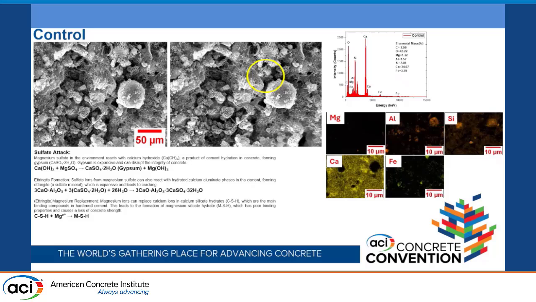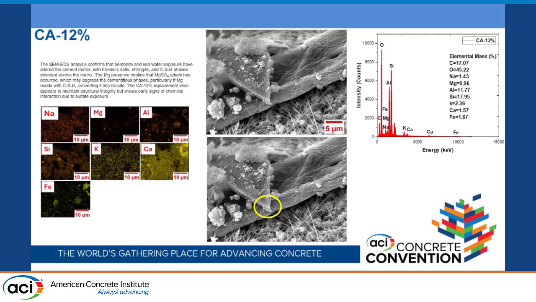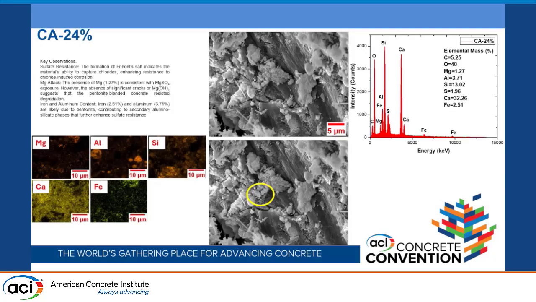So here we did the SEM-EDS of the specimens, the control ones, the 12% and 24%. Up to 24%, the replacement of the cement with bentonite and other sea-based material was beneficial, as we noticed high content of calcium, silicon, and magnesium.